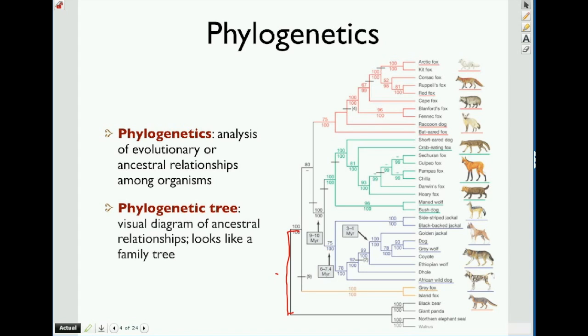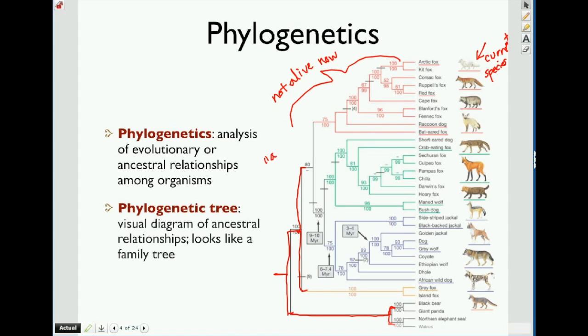this is probably the oldest branch, right? And then these guys kind of broke away, and then this ancestral organism gave rise to all of these. So the important thing to note is here, these are current species. So these are things that are alive today. Everything else is not alive right now. So these are called ancestral species.